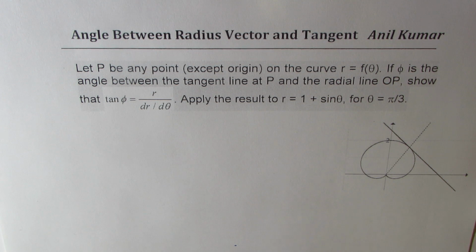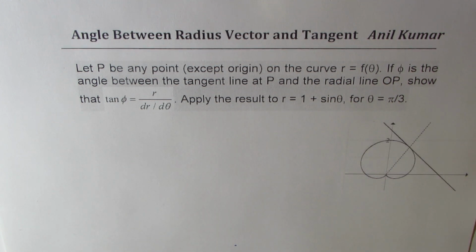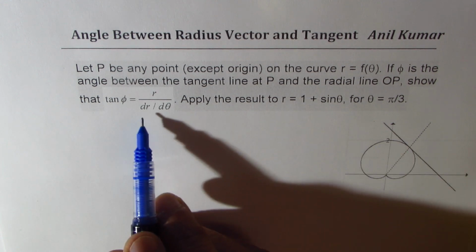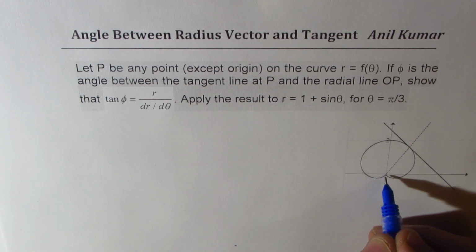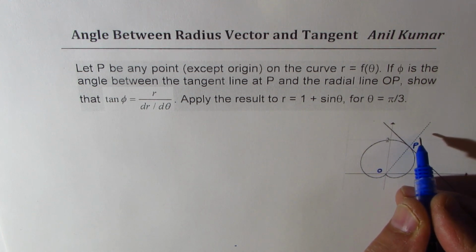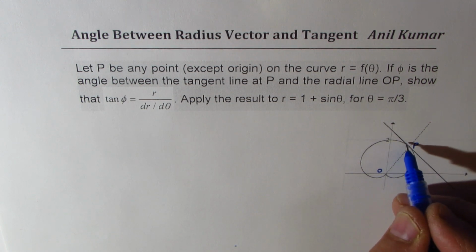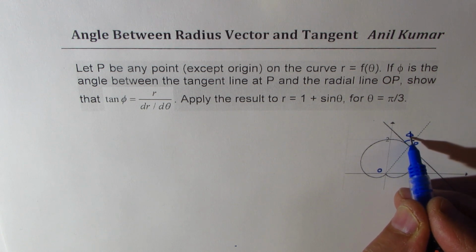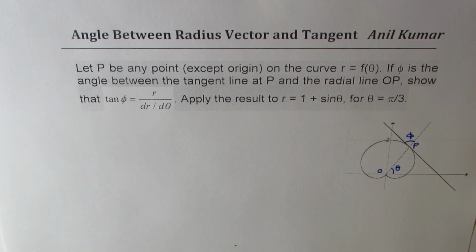So what I've done here is sketched r equals 1 plus sine theta straight away. And we'll first derive the expression and then find the angle. Okay, so what we are given here is that this is O. The point P is on the curve. This is the tangent line. And the angle between the radius vector and the tangent is phi. This is phi, and that's the angle theta, which the radius vector makes with the horizontal initial arm.